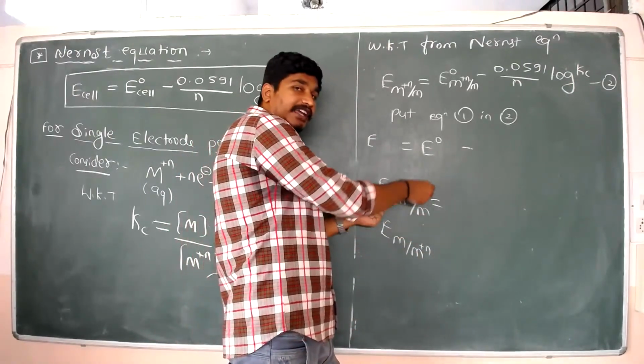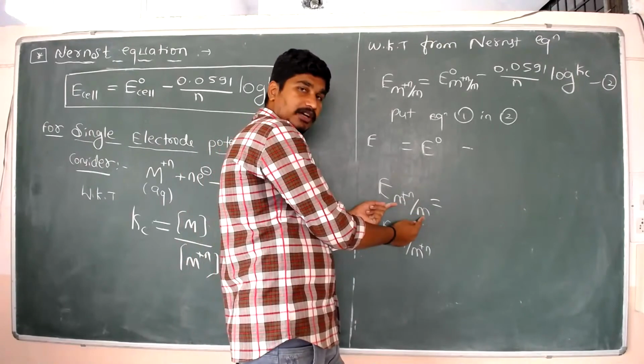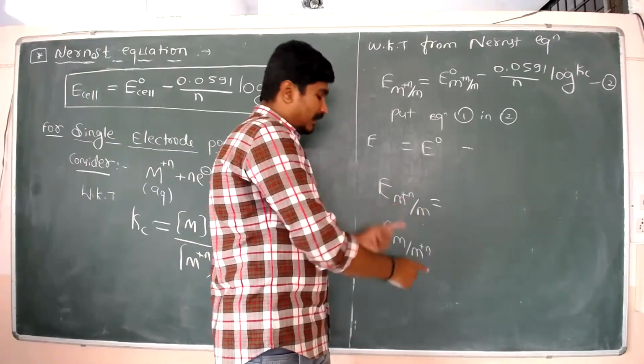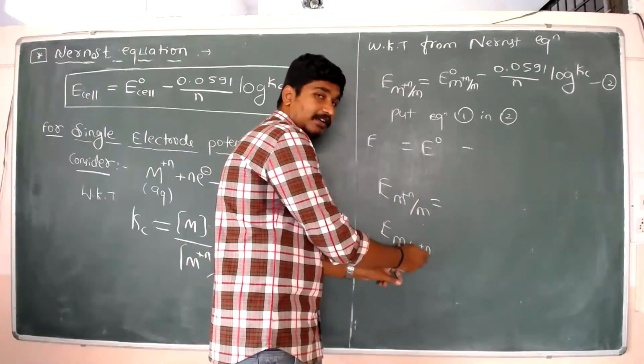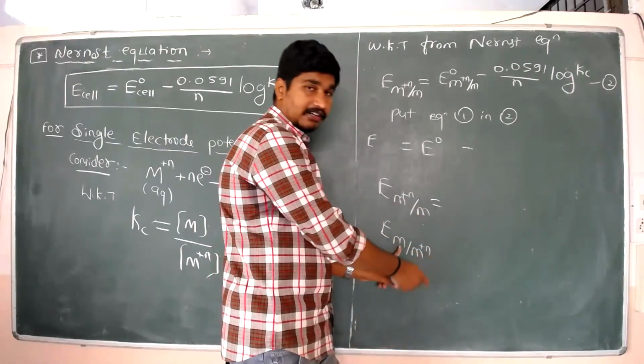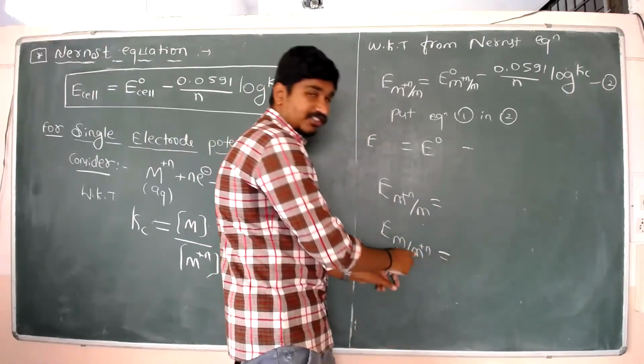This M^n+, after gaining n number of electrons, is converted into M. That is a reduction reaction, gain of electrons. Here M is converted into M^n+, which means loss of electrons. How many electrons? n electrons. So here it is the oxidation potential.